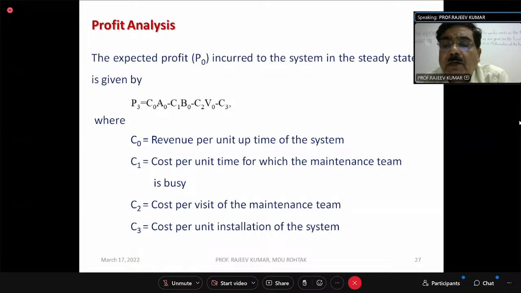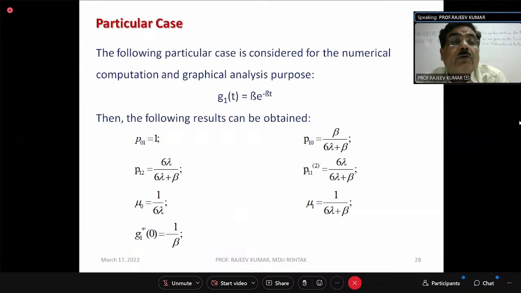The team may be there in the hospital itself, or, for some sophisticated systems like dialysis systems, the team has to be invited from the system provider. They take charges if the maintenance is not free. Then C2 is the cost per visit of the maintenance team, and C3 stands for the cost per unit installation of the system. And this calculation is per unit installation. If we compute this, profit analysis can also be carried out.